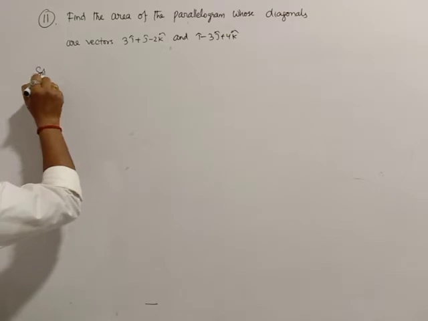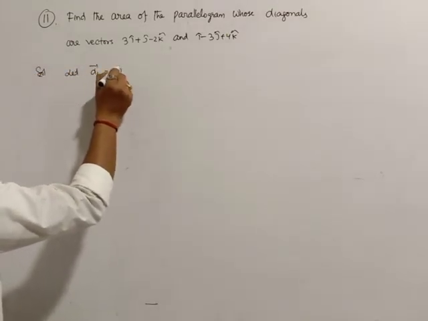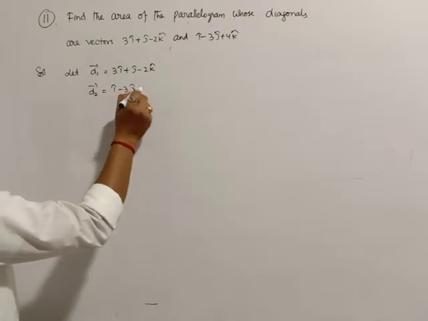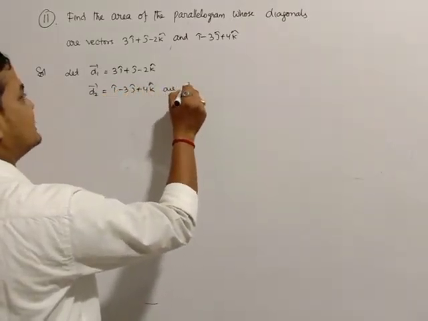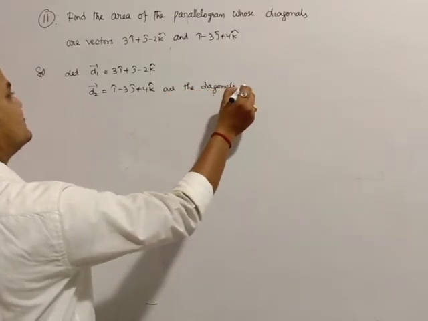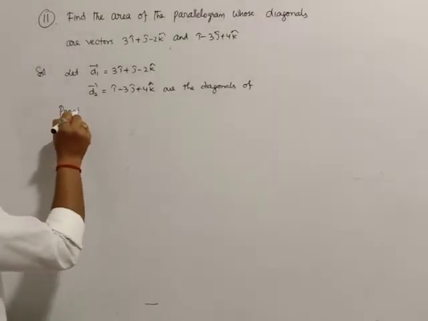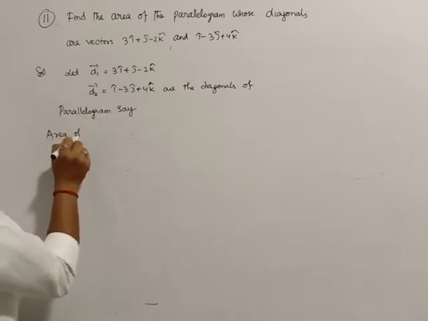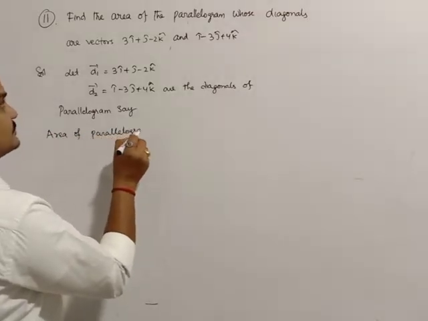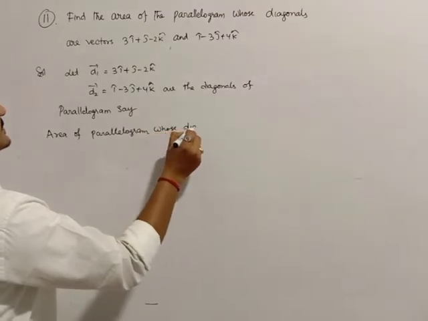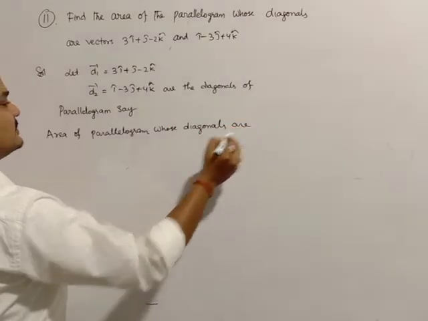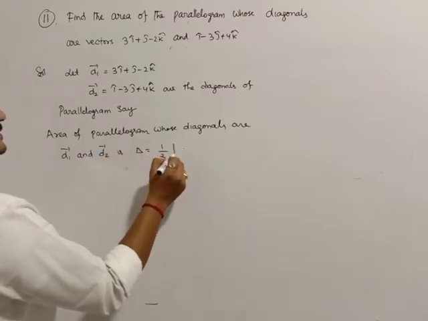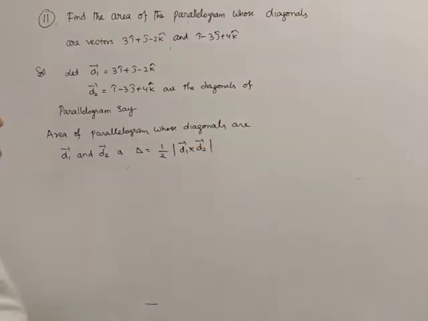Let us consider the solution. Let d1 bar be equal to 3i cap plus j cap minus 2k cap and d2 bar be equal to i cap minus 3j cap plus 4k cap, the diagonals of the parallelogram. So the area of the parallelogram whose diagonals are d1 bar and d2 bar is delta equal to half modulus of d1 bar cross d2 bar. This is the same formula.